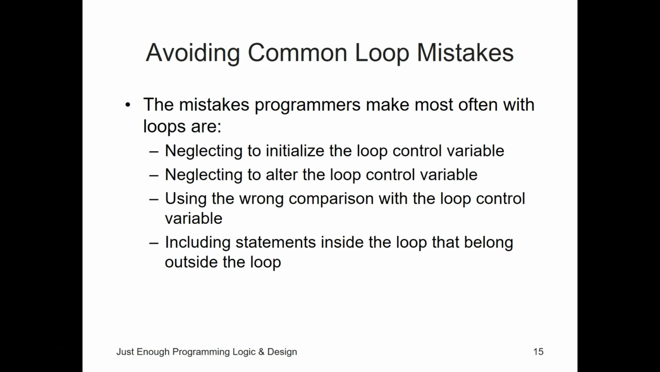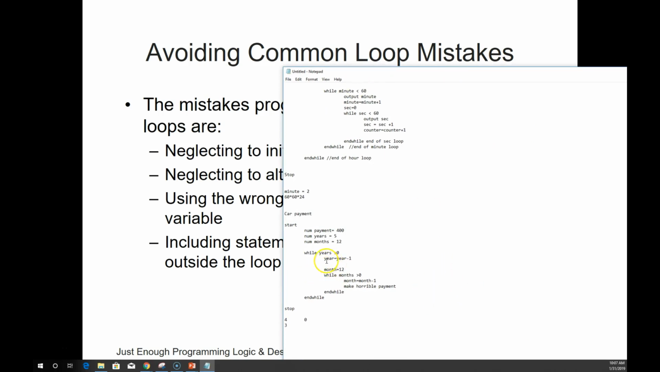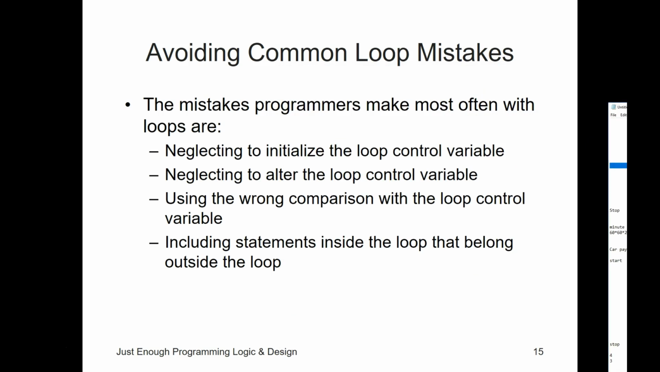So what kind of things can go wrong? We've already run into a couple of those. If we didn't initialize that loop variable, give it some kind of special value, we can have a loop issue, and we did that. If we don't put in a way to alter that loop control variable, something like year equals year minus 1, or second equals second plus 1, our program is going to fail because we're going to end up in an infinite loop or never execute that loop the second time.